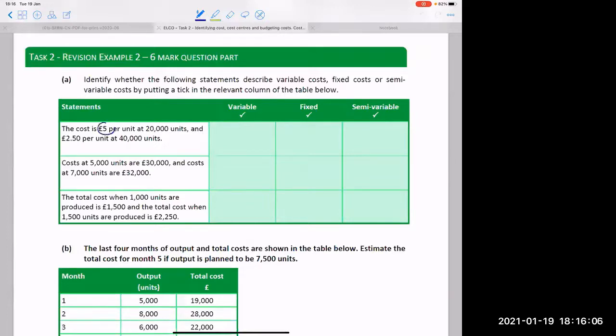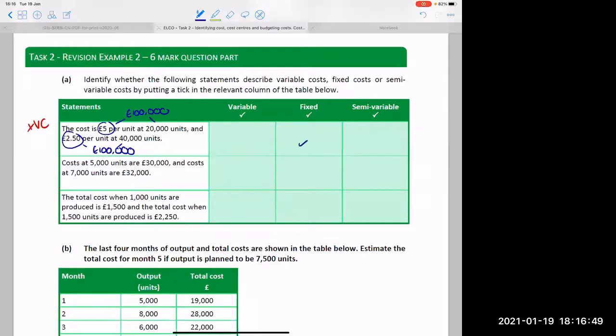Having a look at what's happening to the cost per unit, we can see that it's changing, can't we? So that is immediately ruling out variable cost. Because with a variable cost, we know the cost per unit stays the same. So what I would do, as we did before, is multiply along. £5 per unit, 20,000 units, one multiplied by the other gives us a total cost of £100,000. And then do the same thing again, £2.50 a unit, 40,000 units, one multiplied by the other. Total cost is still £100,000.